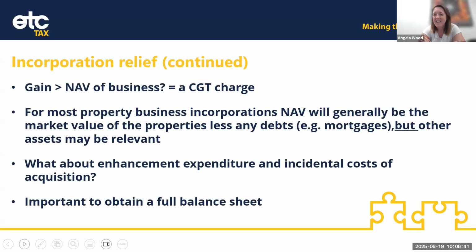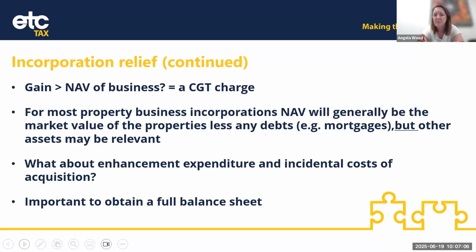So if the gain is greater than the net asset value of the business, then a CGT charge will arise. So we can only look at claiming incorporation relief in full where the gain is less than the net asset value of the business. So we've got to be really careful about this. For most property business incorporations, we're looking at the net asset value generally being the market value of the properties, less any debts that apply. So usually mortgages, there could be other loans as well.